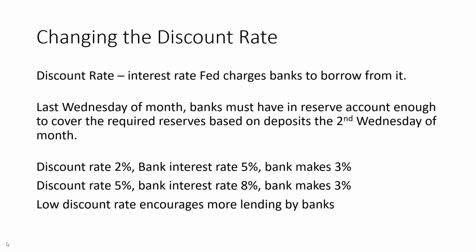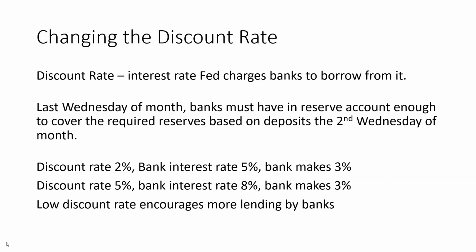We can now look at the discount rate. The discount rate is the interest rate the Fed charges banks to borrow from it. Okay. So banks have to hold required reserves. Why would a bank ever want to borrow from the Fed? Well, it comes back to those required reserves. The bank only can lend out their excess reserves, right? If part of them have required reserves, that has to stay there.